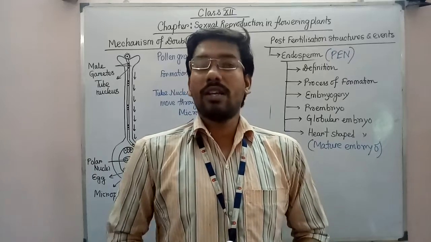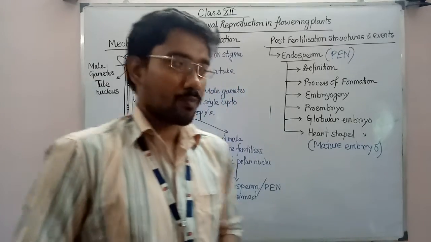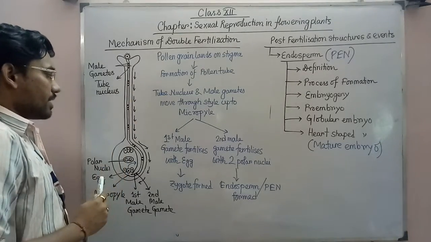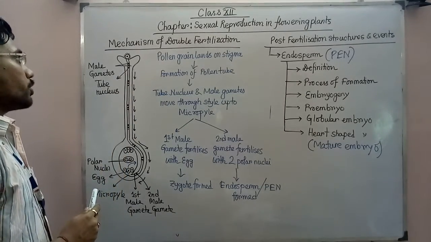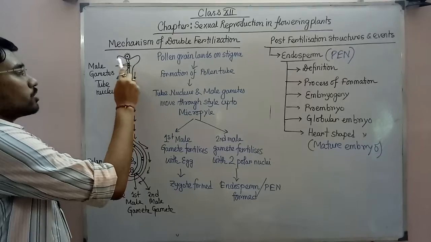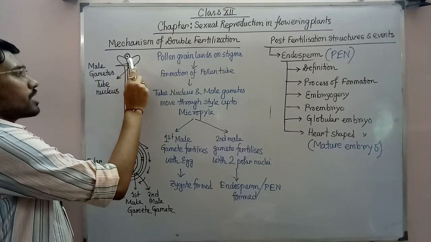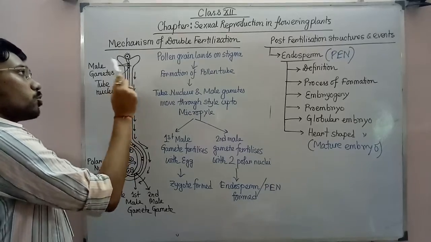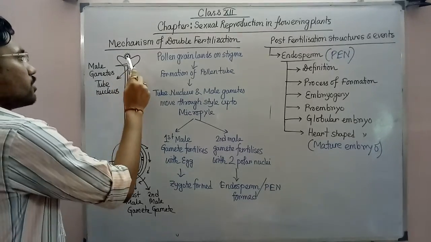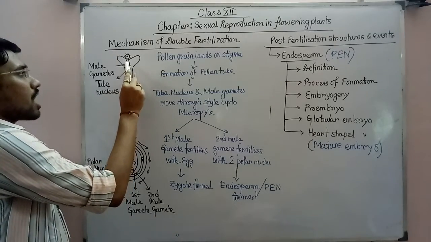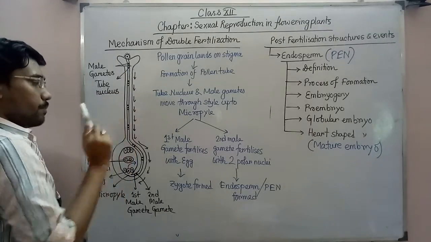So let's see the mechanism of double fertilization. First, you can see this diagram. In this diagram I have tried to show you that the pollen grain has come onto the surface of the stigma. After coming onto the surface of the stigma, this pollen grain absorbs nourishment. When it has absorbed the nourishment, it first produces the pollen tube. Now the pollen tube starts its movement through the style.